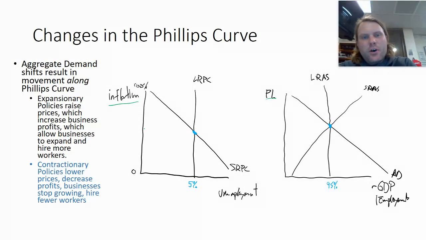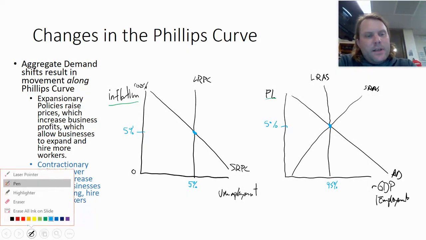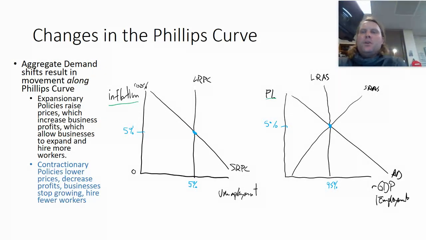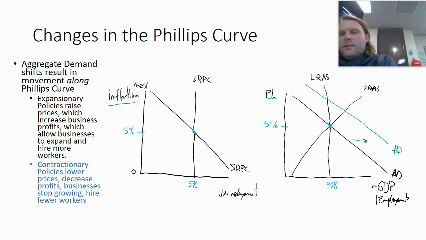And we're just going to call inflation 5%. And we can call it the same thing on our price level over here, 5%. We can label it as a percent if we wanted to. All right. So let's just say that we have an expansionary policy. So we're going to increase our aggregate demand. I'm going to label it with an ADE for expansion in this particular case.